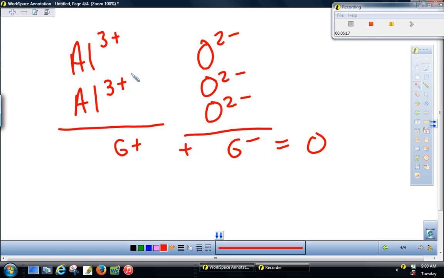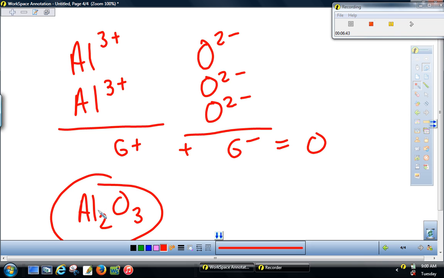And so once you figure out how many of each ion it takes to neutralize each other, then we count them up. We needed 2 aluminums. We don't write the charge in the formula. We just use these charges, these oxidation numbers, to figure out how many of each we need, and then we don't worry about writing it in the formula. So Al2 meaning we need 2 aluminums. O3 meaning we need 3 oxides, 3 oxygen ions. And this is the formula.